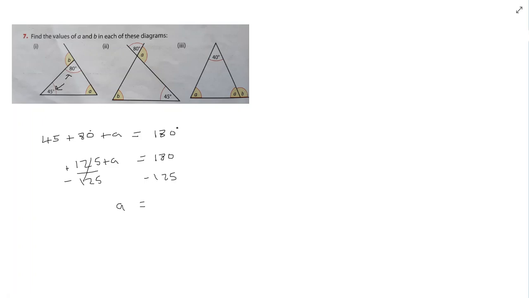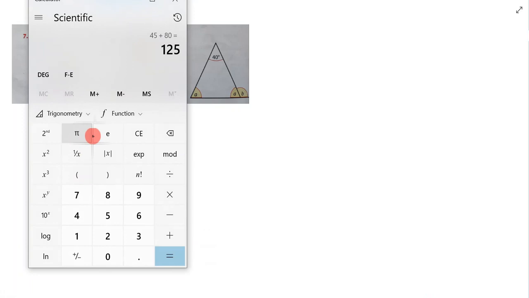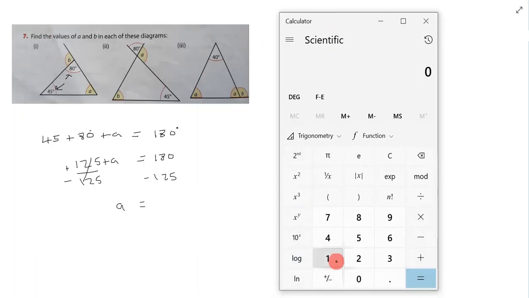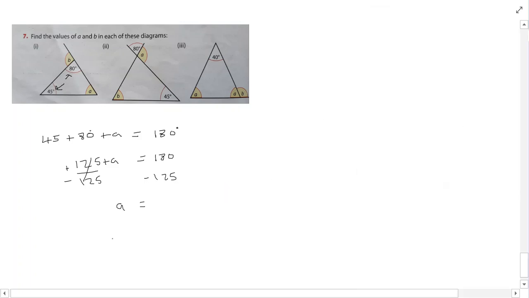So if we cancel this, we have 180 minus 125, which is equal to 55. So the angle A is equal to 55 degrees. That's the angle in here. So now what we have to do is find out what the angle B is.